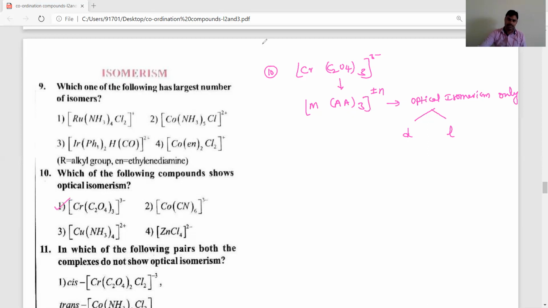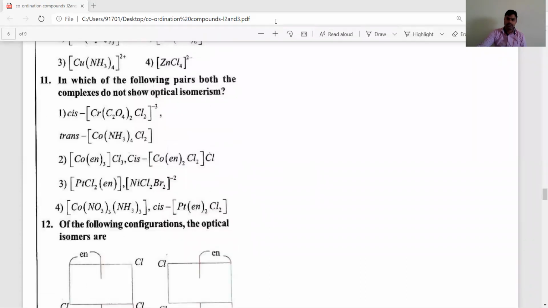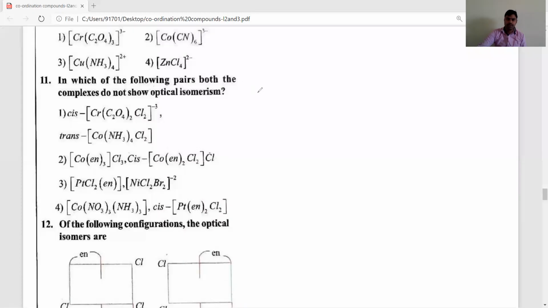Let's see the 11th question, dear students. The 11th question is: which of the following pairs of complexes both do not show optical isomerism? Both pairs do not show optical isomerism. So let's see the third option. The 11th question answer is the third option.